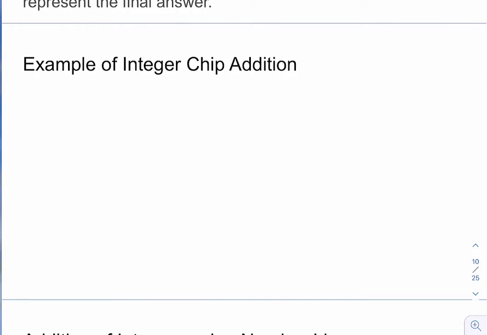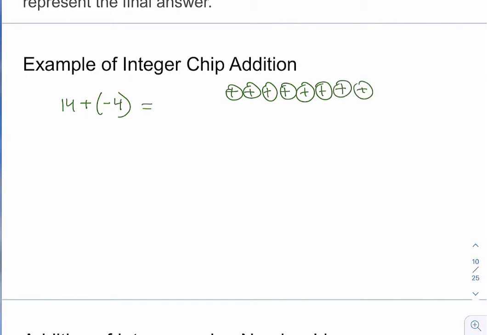Let's do another one. 14. Ooh, now we're going to show why we don't like doing this with big numbers. Subtract plus negative 4. Okay, so now I'm going to do 14 chips. As I do this one, it's a demonstration of why integer chips are great for smaller numbers, but terrible for larger numbers. Okay, there's 14. So you can imagine if you had a question like 51 plus a negative 32. We wouldn't want to use this method for that.